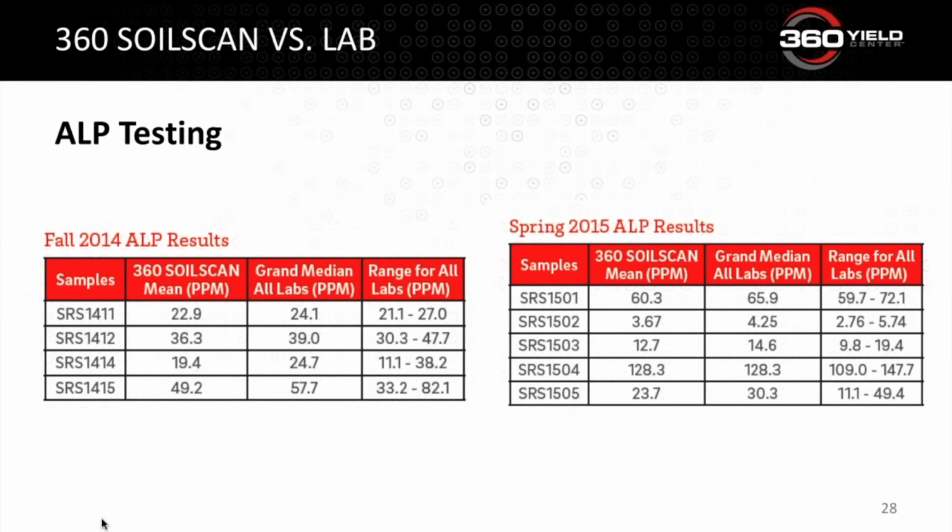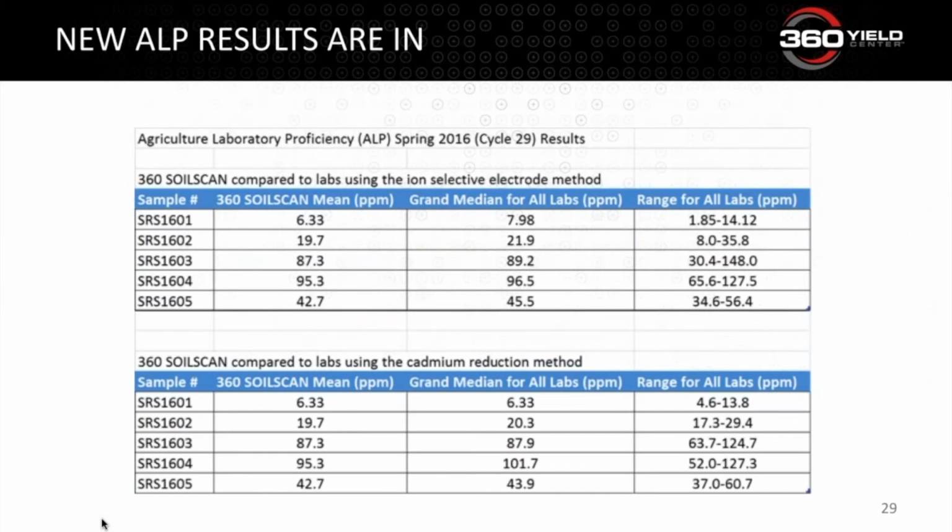Can you go to the 2016 results that just came in? Next slide. There we go. These results just came in as well, and it's 2 different testing methods. But again, the SOILSCAN machine is that left column, and the median for all the labs is that center column. You can see that the SOILSCAN machine does great. I would call that an A+ grade, and it's doing what we thought it would do.